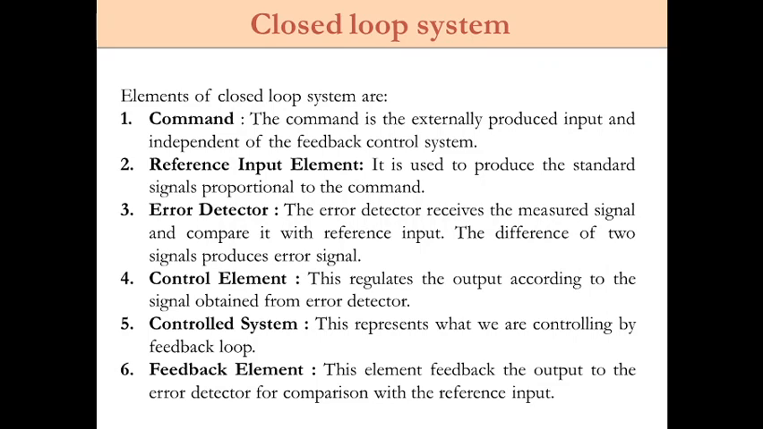Then the fourth one is the control element. The control element will regulate the output according to the signal obtained from the error detector. The error signal calculated by the error detector is fed to the control element, which regulates the output according to the error signal. Then the controlled system, which represents what we are controlling by the feedback loop. Whatever error comes from the error detector is fed to the control element, which actuates some functions, and those actuating actions happen in the controlled system.